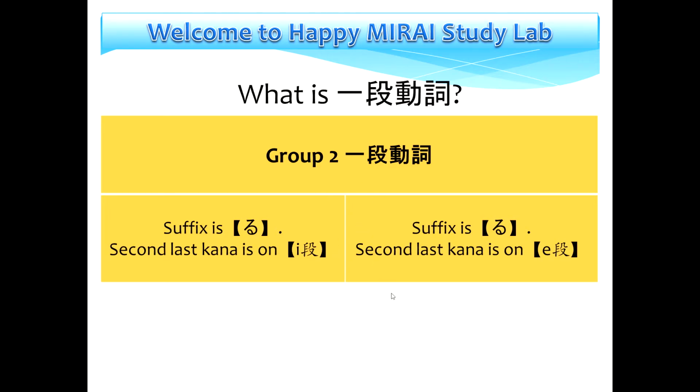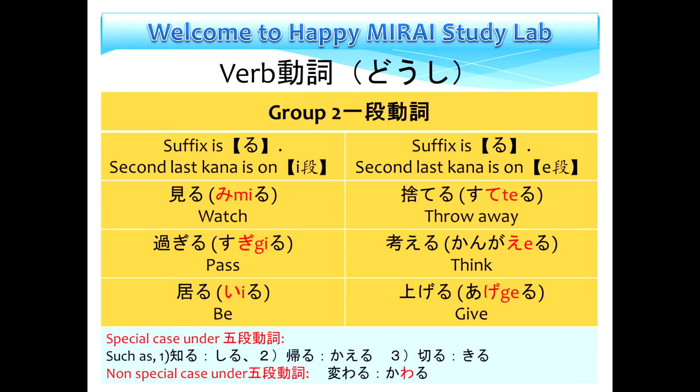By looking at this, some textbooks divide this part into 2 groups. Let's look at the examples. On the left side, the second last kana is on Idan. Remember, second last kana. Let's look at the words. Miru, watch. Miru: mi. So this is the second last kana, i, which ends on the Idan.